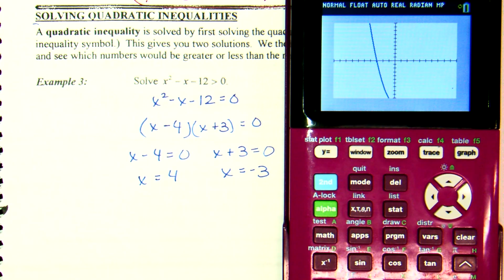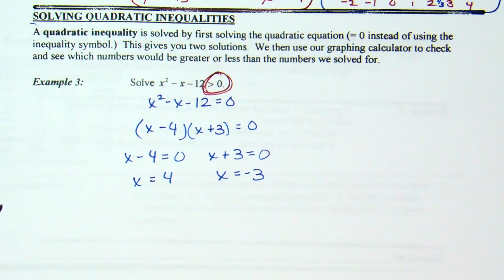We expect it to be a parabola. It's a parabola. If you notice right here, notice where it's crossing. Negative 3 and 4. Okay, now, my question becomes, because we're trying to solve the inequality. If we're solving the equation, my answers are 4 and negative 3, and I'm done. But we're solving the inequality. So go back to when you had the 0 on the right, and it was inequality, and this says greater than 0.